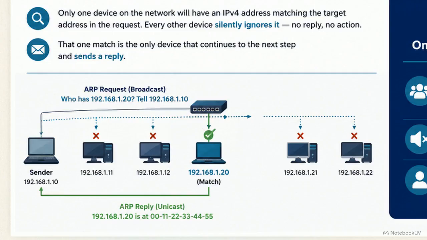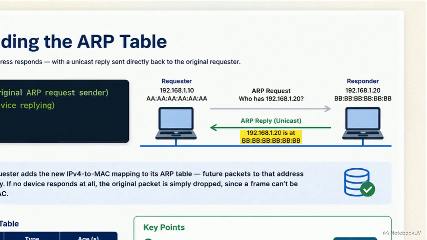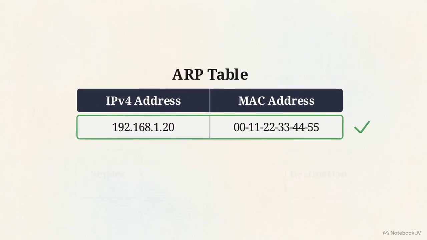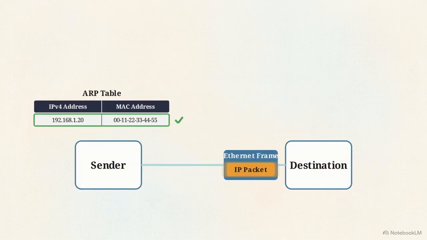Each receiving device checks the target IP. If it doesn't match their own, they drop the frame. Only the device with the exact matching IPv4 address continues the process. That host generates an ARP reply containing its MAC address and sends it as a unicast frame directly back to the requester. The requester then adds this mapping to its ARP table. This demonstrates how local delivery is entirely dependent on resolving these unauthenticated broadcast queries.